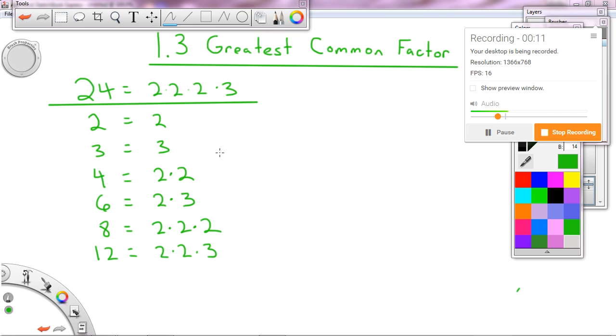Last week we learned that if I take the prime factorization of a number, like here I have 24 and its prime factorization, all the factors of 24 can be written as some combination of these prime factors. You can see I did that here. So 2 is 2, 3 is 3, 4 is 2 times 2, 6 is 2 times 3, 8 is 2 to the third, and 12 is 2 times 2 times 2 times 3. And of course 24 itself is all the prime factors multiplied together. So I just wanted to do a quick overview of that before we move on. It's kind of important to know that.